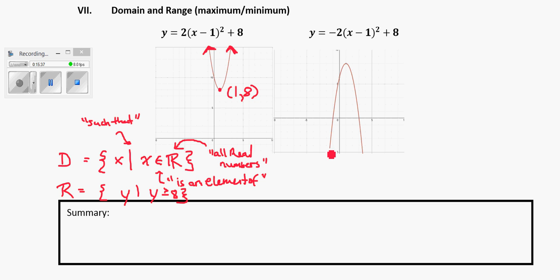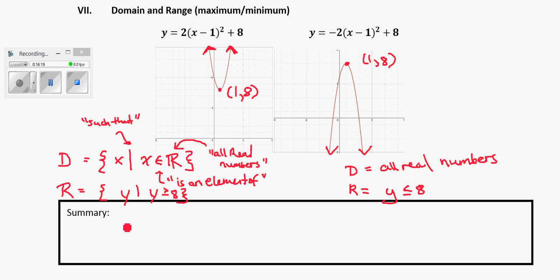And in the second example, again, these two just keep on going. And so our domain again is all real numbers. I'm fine if you write it out in words or how we did the first time. The range this time, we have a maximum at 1 comma 8. And so now our range is y is less than or equal to 8, because that maximum point defines the very uppermost point in the parabola. It can never go above that because now everything's heading down.